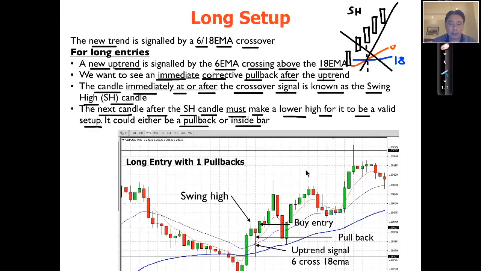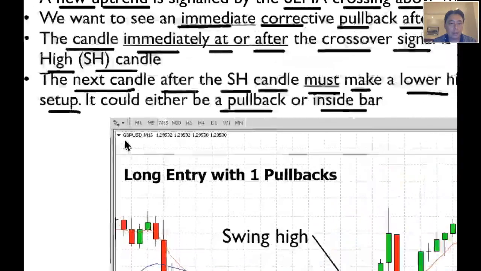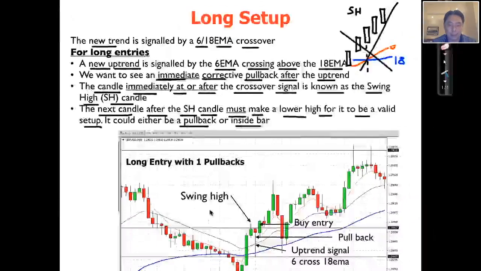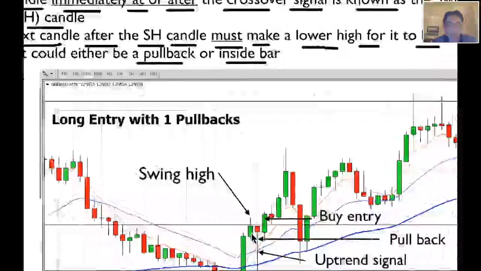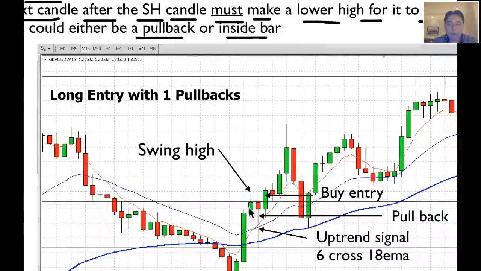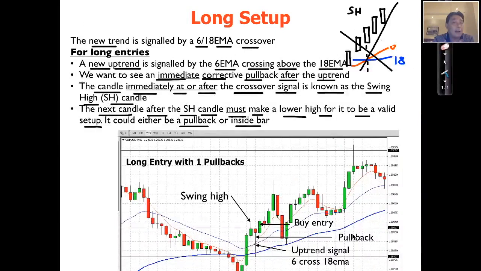So in this case, let's take a look at this chart. This is the pound dollar. Again, I'm looking at the 50-minute candles. Okay, so notice that we have got the cross over there, right? And right at the cross, we have got the swing high candle. So this is the swing high candle. Can you see that? That's a swing high candle because it's right at the cross, and right after the swing high, we have got a pullback candle, right? That makes a lower high and a lower low, right? That's a pullback candle. So there we have got the long setup.